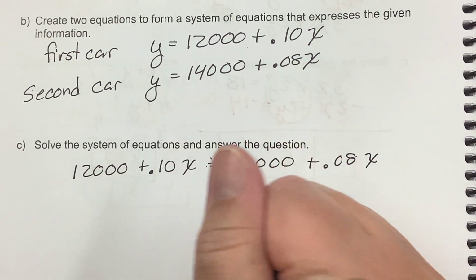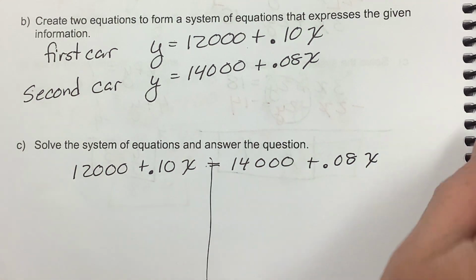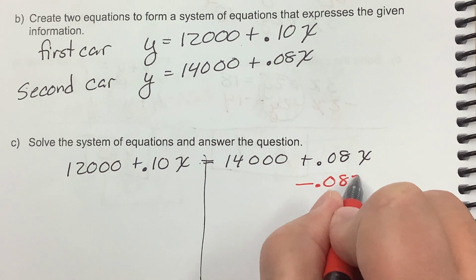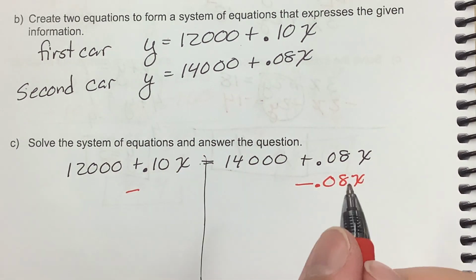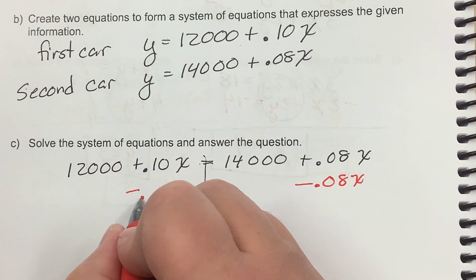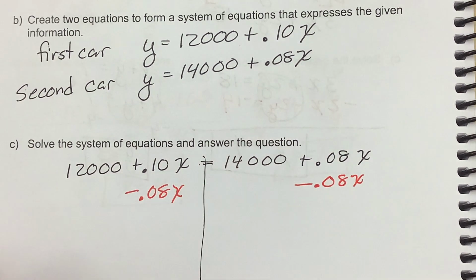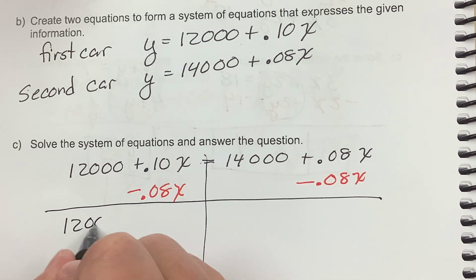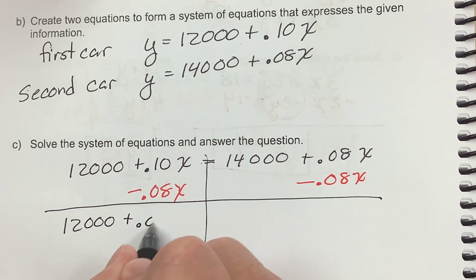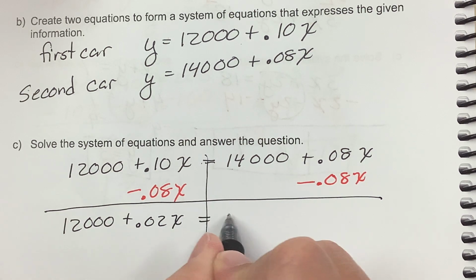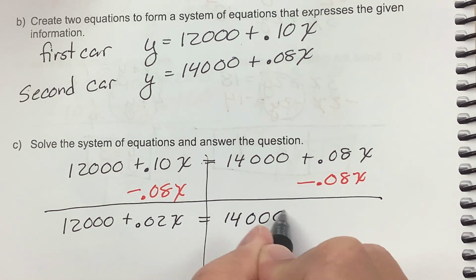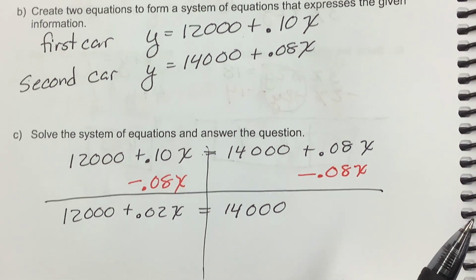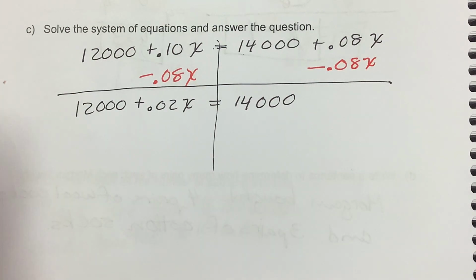And here's the line. To get from one side to the other, you have to subtract. So I'm going to subtract the x first. I'm going to move the smaller variable to the larger variable. And yes, 8 cents is smaller than 10 cents. Come on, guys, you know that. And now I have 12,000 plus 0.02x equals 14,000. I keep saying 100 when I mean 1,000. My apologies.